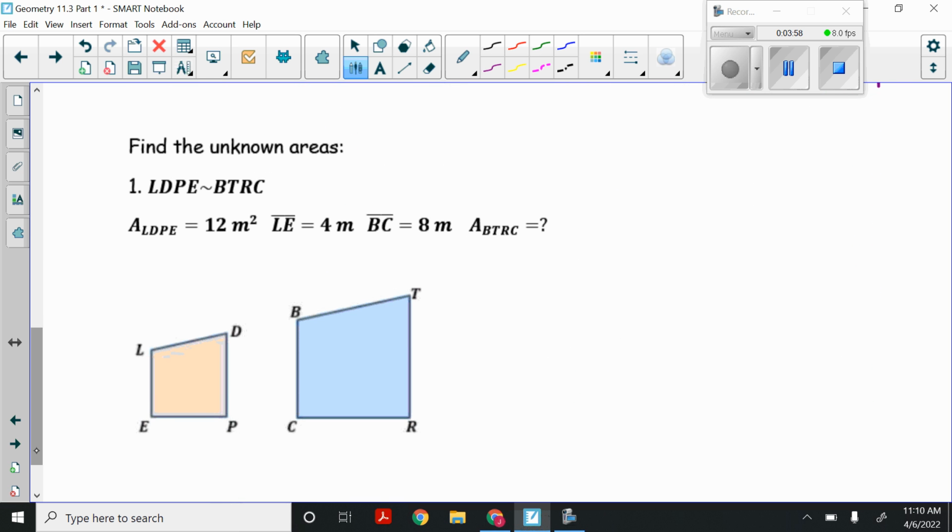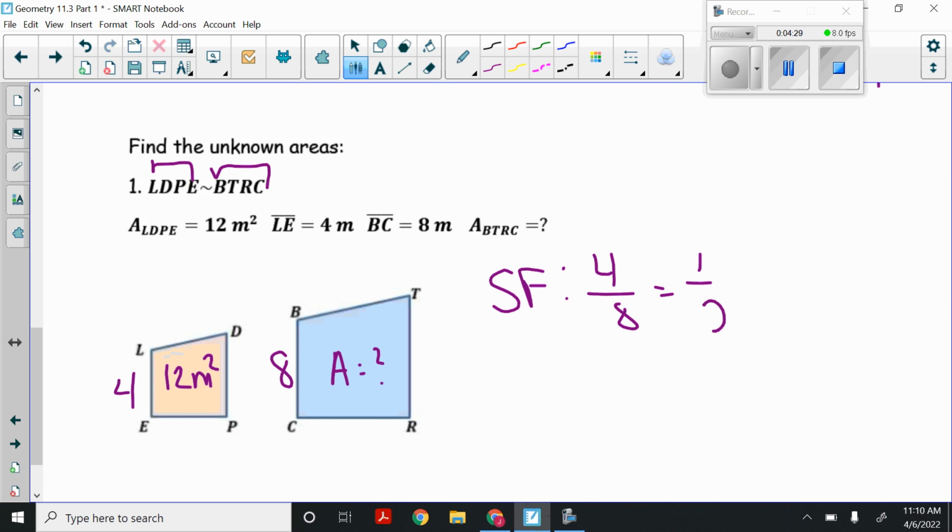All right, so now it says find the unknown areas. It tells me that LDPE is similar to BTRC. The area of this one is 12 square meters. We are looking for the area of this one. They tell me that L to E is 4 meters, B to C is 8 meters. So do those correspond to each other? L, E, B, C. Yes. So my scale factor would be 4 to 8, which would be 1 to 2. So the ratio of sides, 1 to 2.